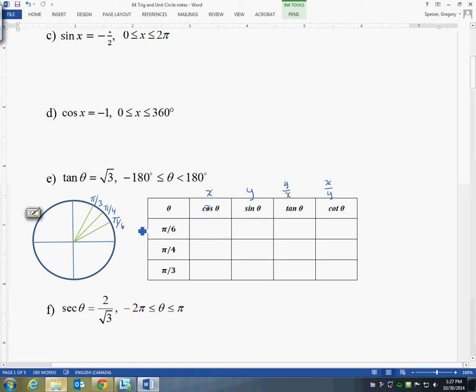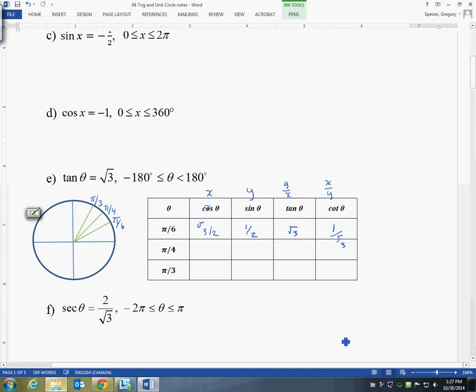So at pi over 6, my x value is root 3 over 2. My y value is 1 over 2. So my tan value would be root 3 over 2 over 1 over 2, so that's the same thing as root 3. Kind of cool. So the cotan for that would be 1 over root 3.